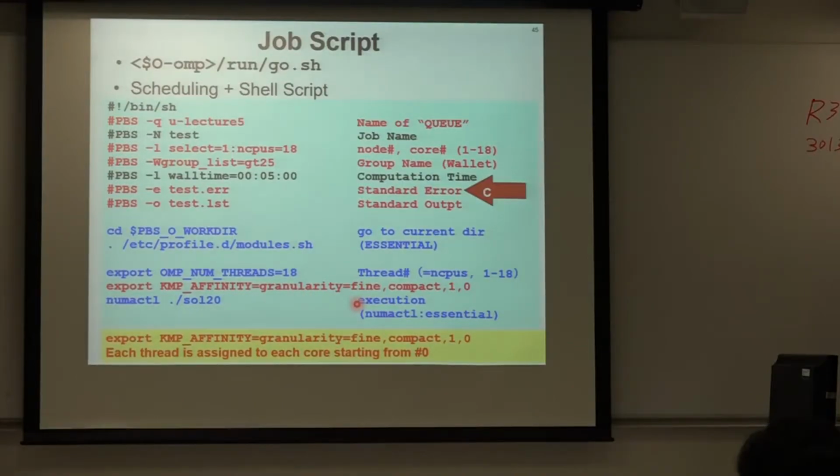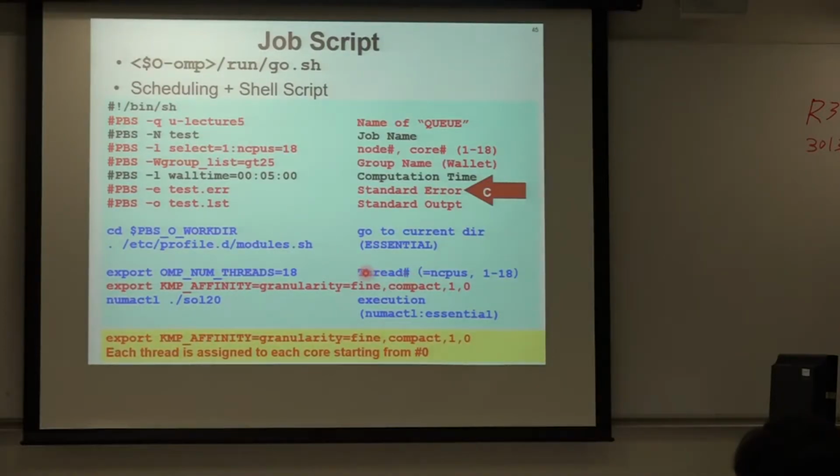So this is also something like configuration of the core on each socket. Okay. So each thread is assigned to each core starting from zero. So this is also an essential line. So you cannot delete this. If you delete this one, sometimes computation time is slower, or sometimes it's very unstable, which means that if you run the code 5 times or 10 times, every time the time for computation is very fluctuated.